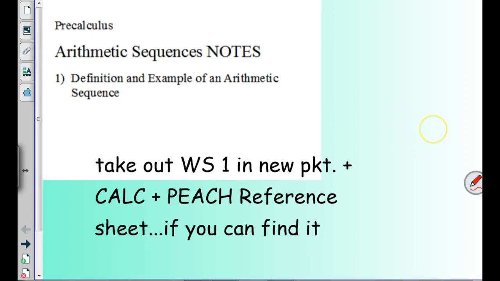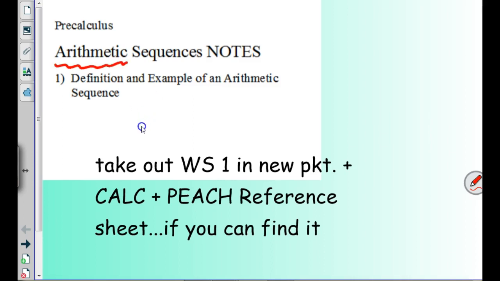Right, so today we are starting sequences. The book jumps into a whole bunch of stuff. So I have a whole day of just intro to arithmetic sequences for you today, and tomorrow geometric. We need to talk about what arithmetic sequence means, okay?